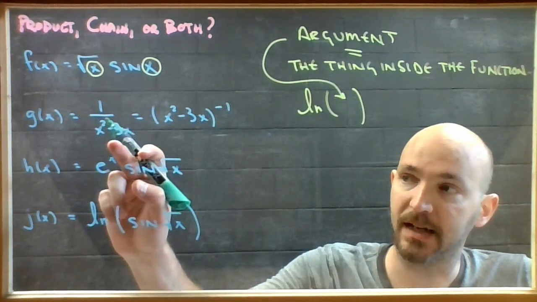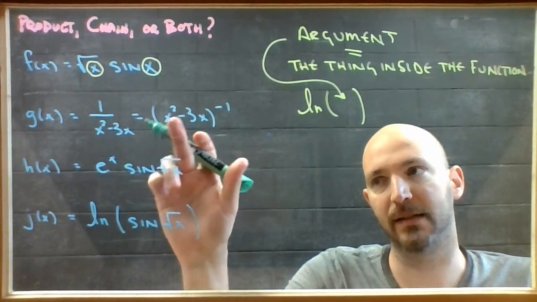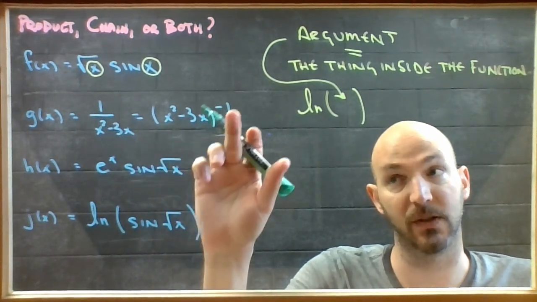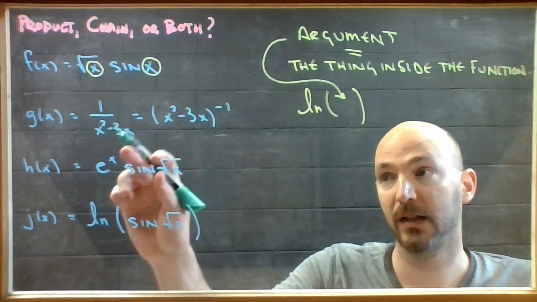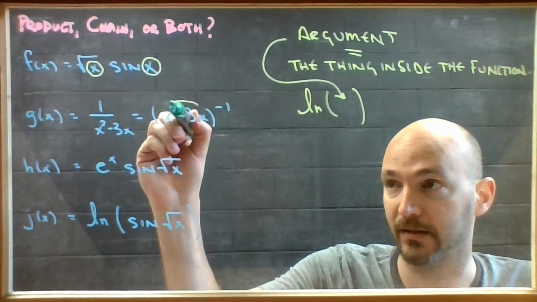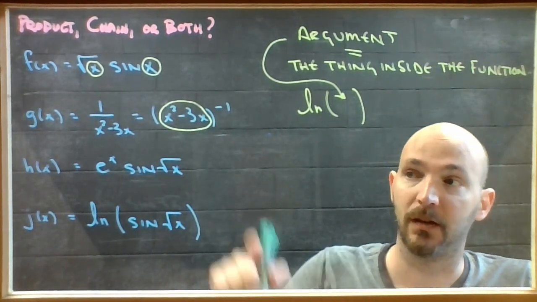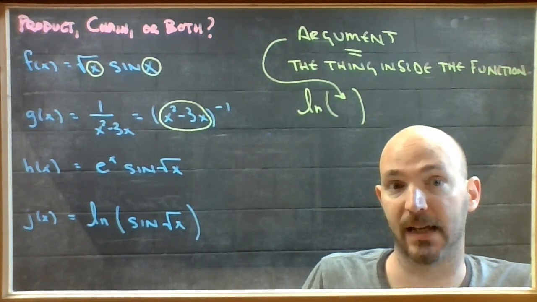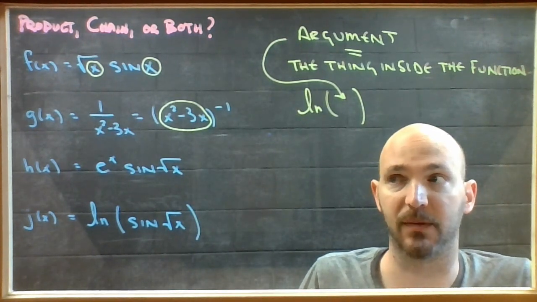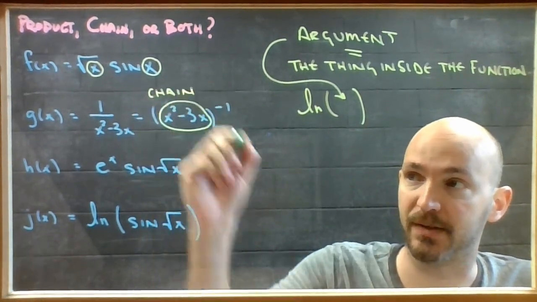If I go to this next function, 1 over x squared minus 3x, which I can rewrite as x squared minus 3x to the exponent -1, look at the argument of this to the -1 function. You look at what's inside. That is not just an x. That's some other function that's been shoved in there. So I'm going to need chain rule for this one.